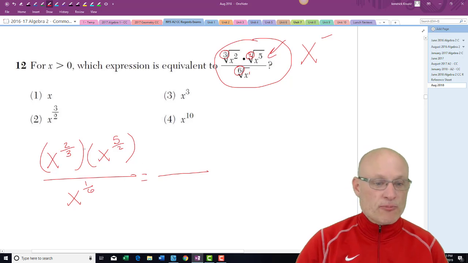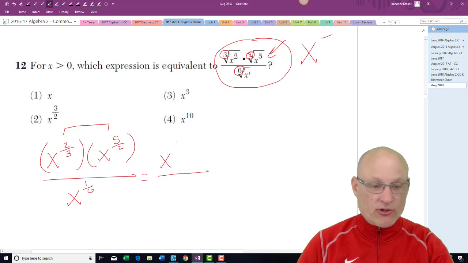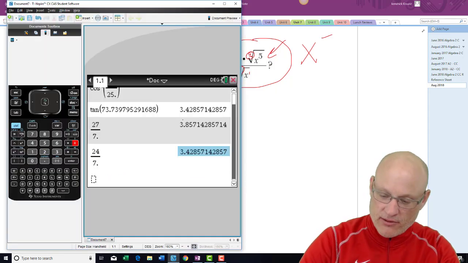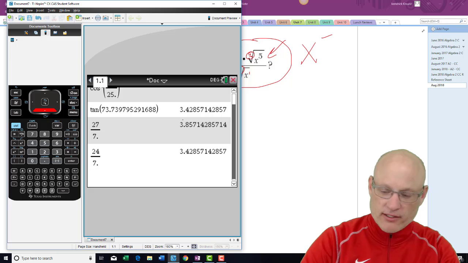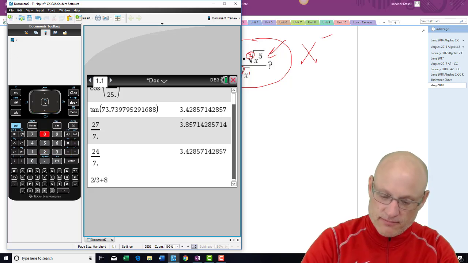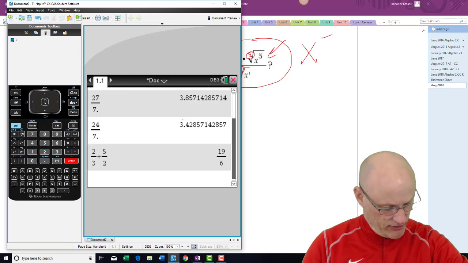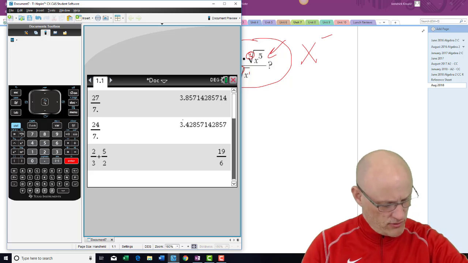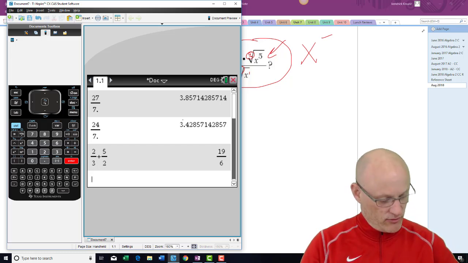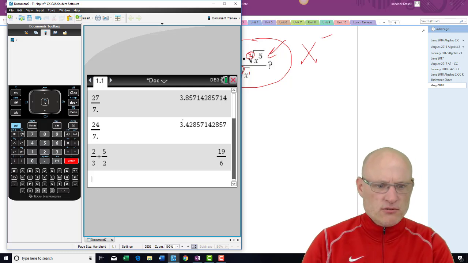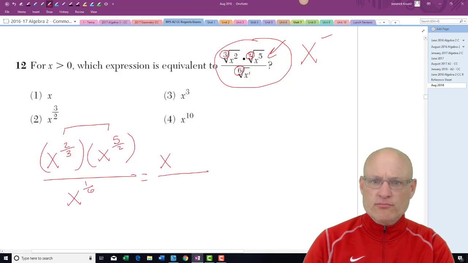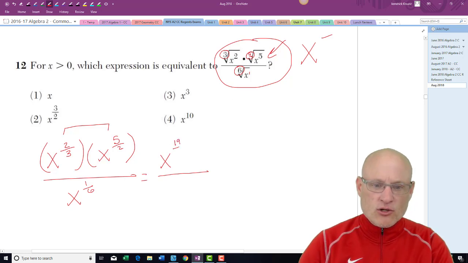Now, when you multiply like these, you add the exponents. So I get x to the 2/3 plus 5 over 2. 2 divided by 3 plus 5 divided by 2 equals 19 over 6. Okay, I get 19 over 6, all over x to the 1/6.